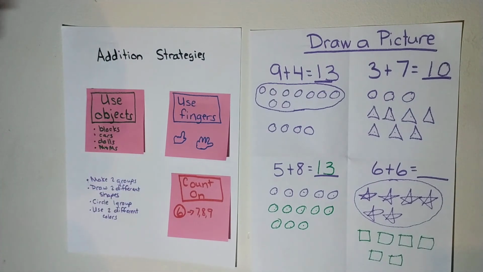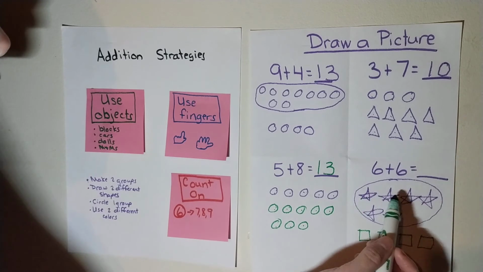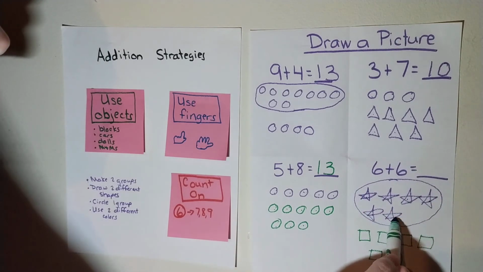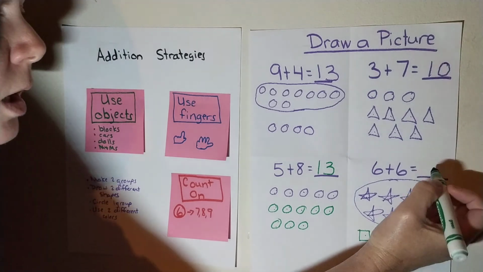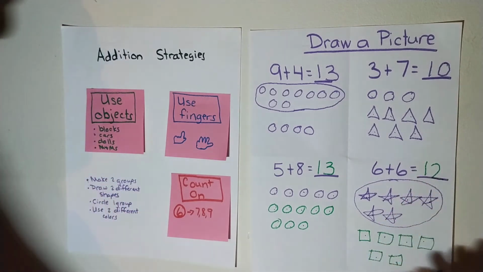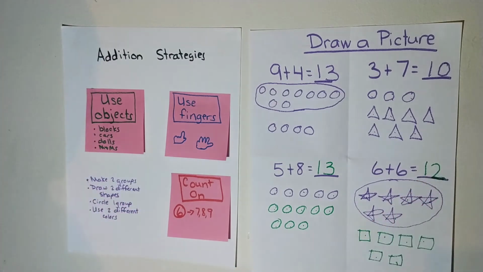So now that I've got them drawn, of course, we have to count them exactly. So let's do that. 1, 2, 3, 4, 5, 6, 7, 8, 9, 10, 11, 12. So 6 plus 6 is 12. Hard to see that too.